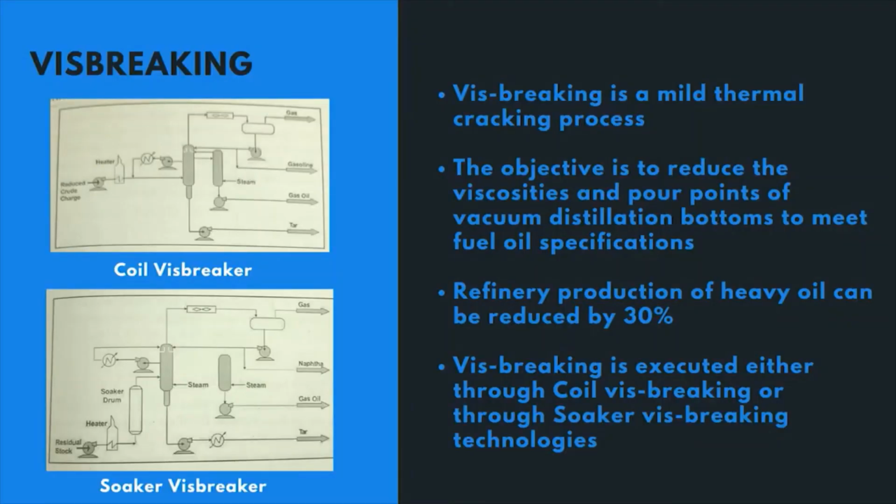So, we are trying to maximize the valuable products by the visbreaking process, and it can happen through two different techniques. The first technique is known as the coil visbreaker, the second one is known as the soaker visbreaker.